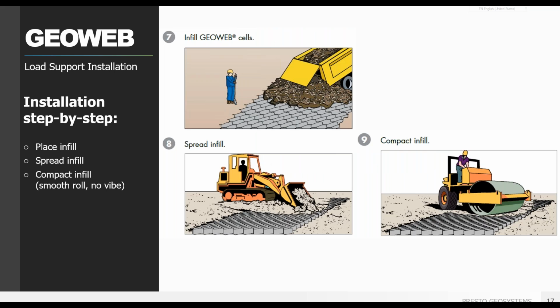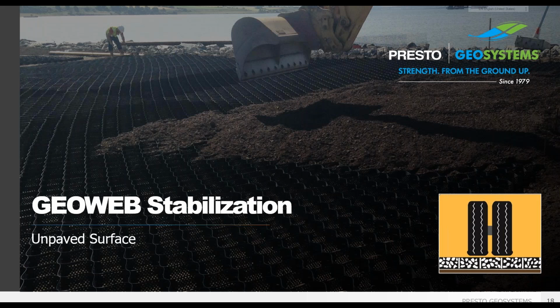The infill is placed, spread, and compacted with an appropriate wear surface. According to design, that could be an unpaved surface, a flexible pavement, or a rigid pavement atop the GeoWeb. Let's look at some examples from an unpaved load support system first. An aggregate surface has advantages in saving pavement costs, and with the GeoWeb system filled with open graded base course, you can design a system that allows stormwater infiltration and provides stormwater storage.